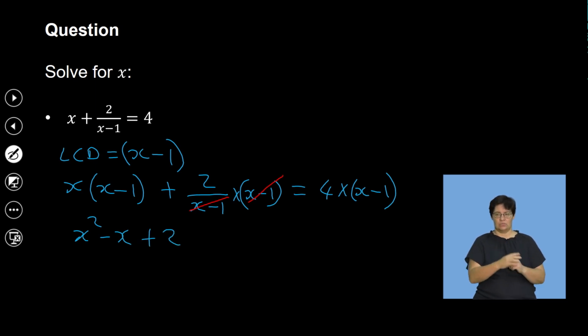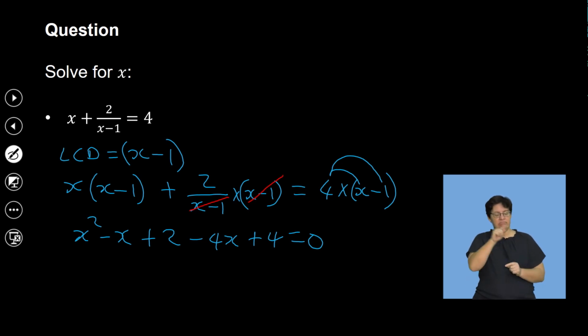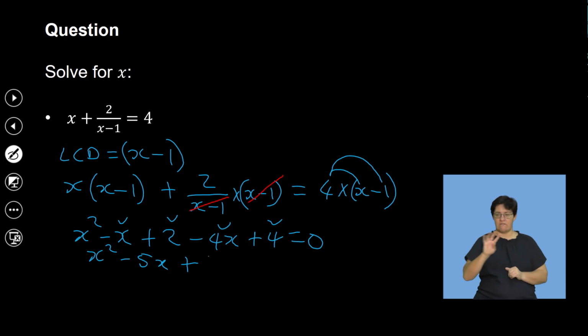And then on that side, it will become minus 4x and then plus 4 equal to 0, right? So I multiply that, it becomes 4x. Take it to the other side, it becomes a minus 4x. You multiply those two, it becomes minus 4. The other side, it becomes a positive. And then from there, this will be x squared, like terms, the minus x and the minus 4x, which will give me minus 5x. And then the 2 and the 4, which will give me plus 6 equal to 0, right?